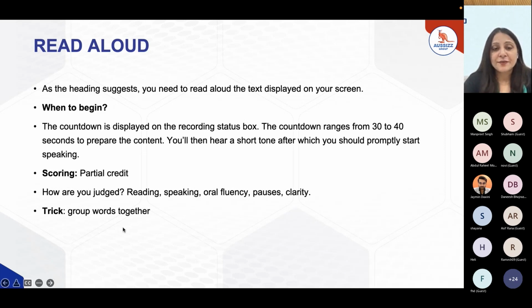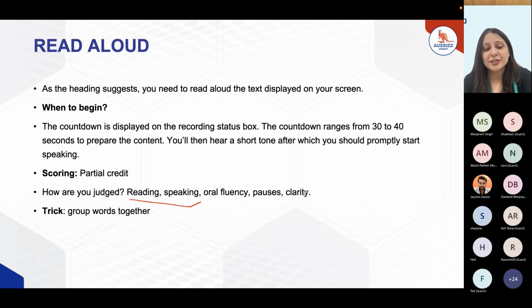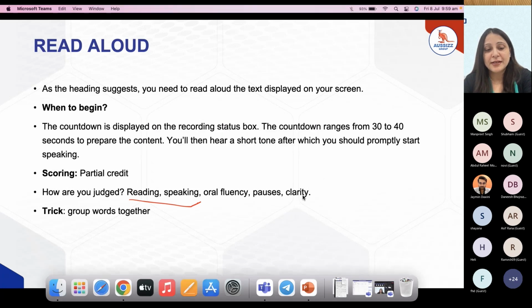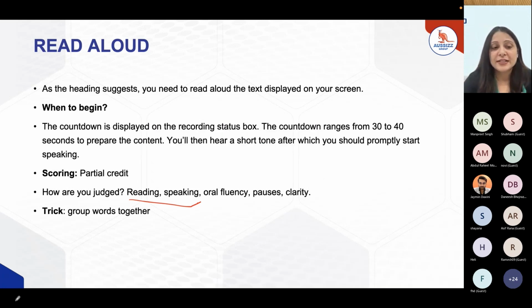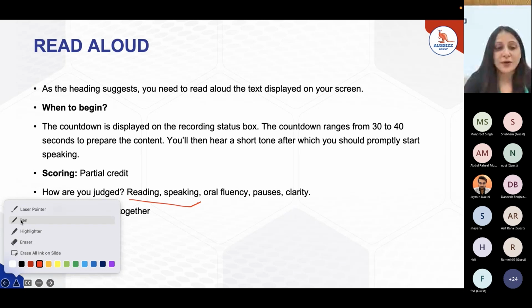How are you judged? You will get marks in 2 sections, reading and speaking, and oral fluency, pauses, and clarity will be checked. The trick here is to group words together. Let's check one question. I will share my screen, where you will be able to see with this question how to do this task very easily, right? So one question for all of you.